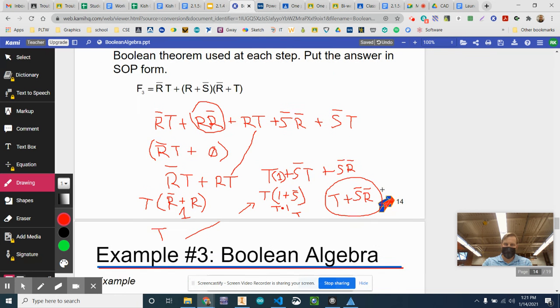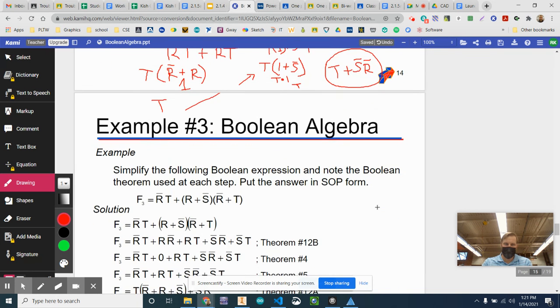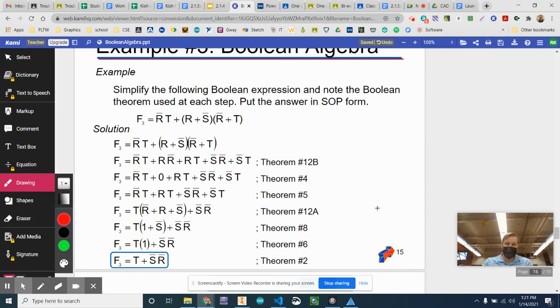Let's see how we did with their results here. So similar thing. They FOILed it out. We reduced the 0 here. They did something a little bit different there, but we came to the same conclusion in the end. They factored out the T. Oh, they factored the T out of all three of them at once. That was a good idea.